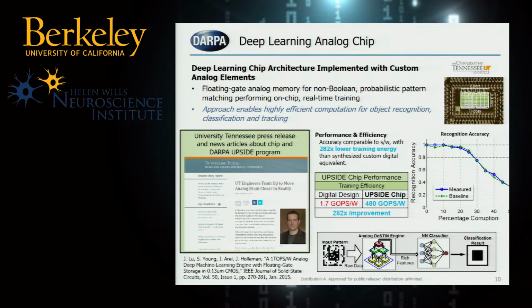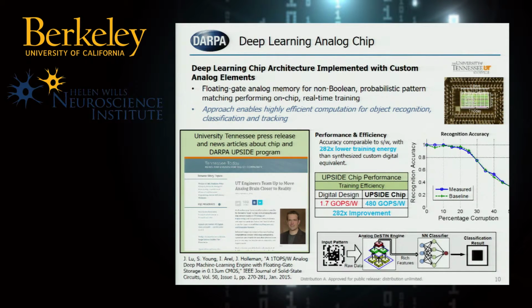The last performer on our team is the University of Tennessee at Knoxville. And Jeremy Holleman is the primary chip designer there, working with the PI, Itamar Arel, and also working with Silvio Savarese at Stanford on building an imaging pipeline. And one of the segments of the pipeline uses this deep learning chip architecture. It's entirely analog. The weights are implemented, stored in floating gate technology, and they're getting extremely good power efficiency, as are the other performers in the UPSIDE program.